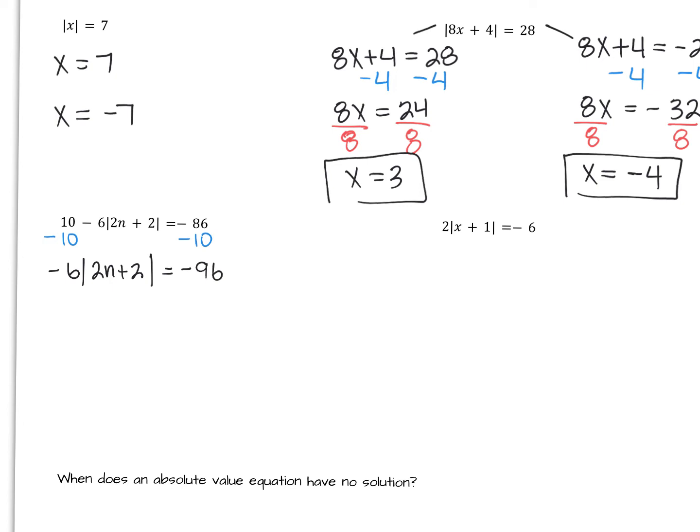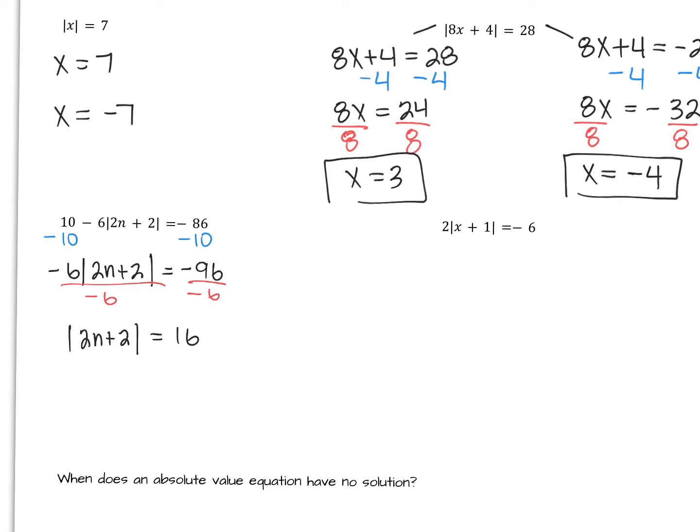Now we have -6 in front of the absolute value, and you cannot distribute inside an absolute value. So the next thing I'm going to do is divide both sides by -6 and get the absolute value of 2n plus 2 equals, now -96 divided by -6 is going to give us a positive value, which is 16.